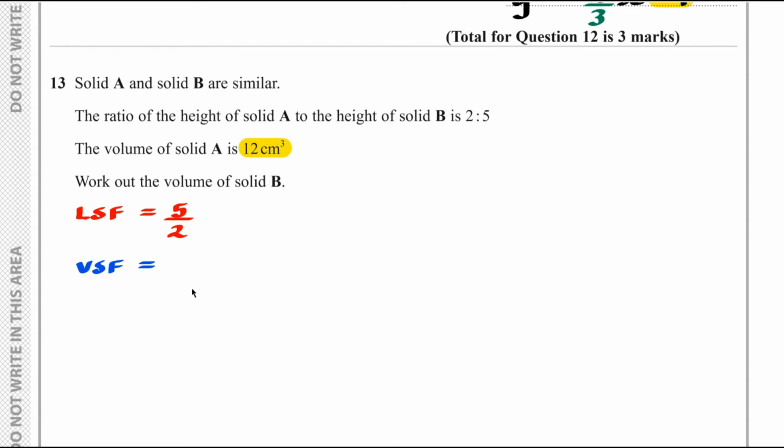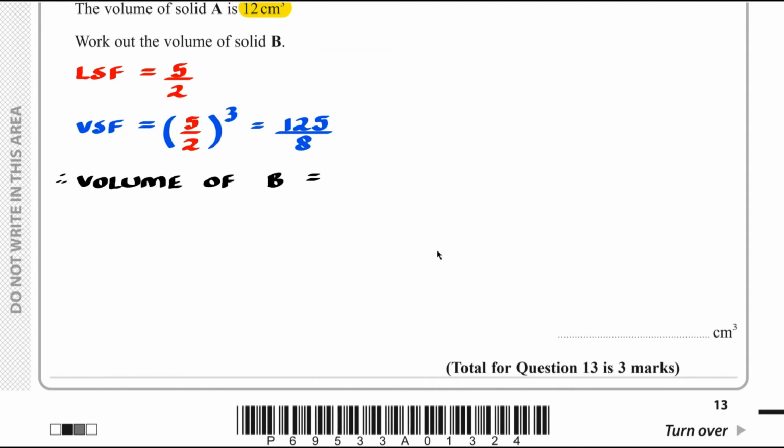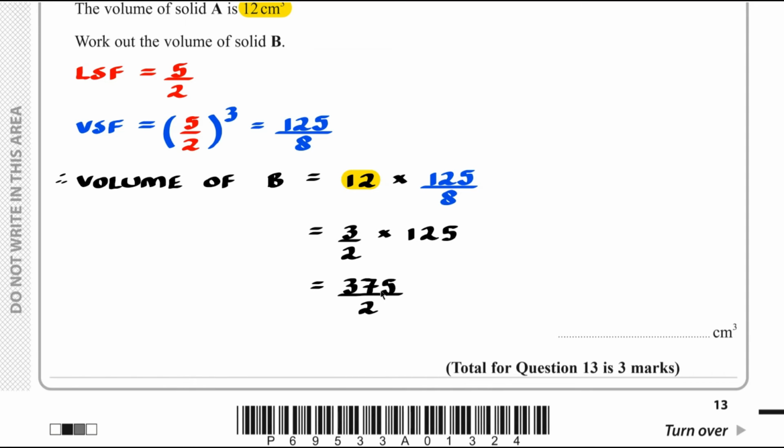So finding the volume scale factor, that's equal to the length scale factor cubed. So we have 5/2 cubed, which is equal to 125/8. So we can now find the volume of B, which is equal to 12 multiplied by 125/8. 12/8, that's 3/2, and we multiply this by 125. And working this out, we get 375/2, which is equivalent to 187.5. So the volume of solid B is 187.5 centimeters cubed.